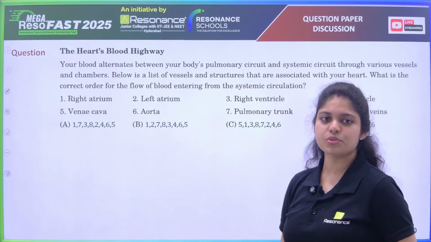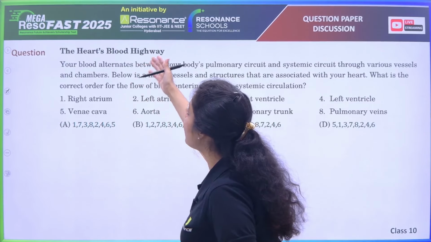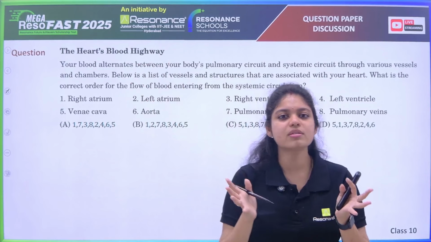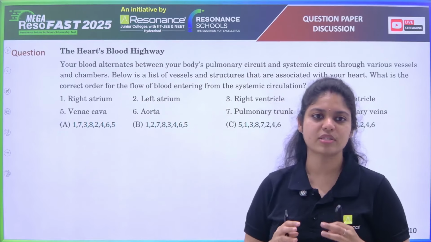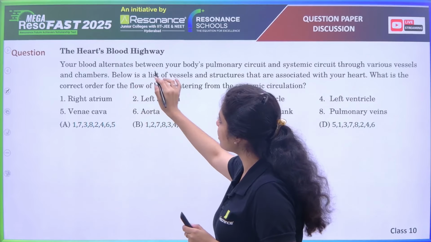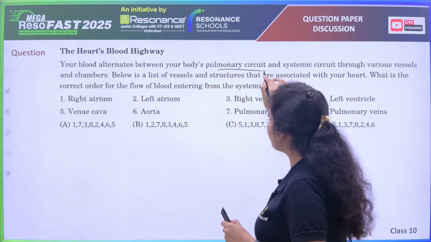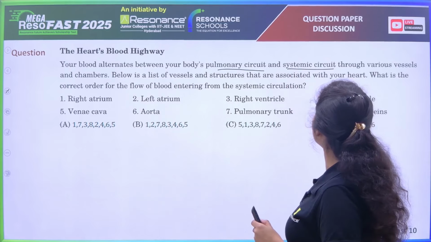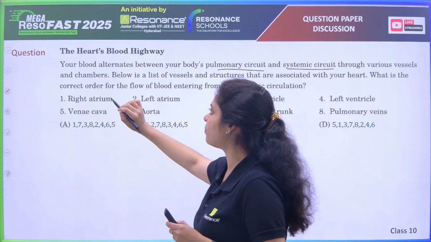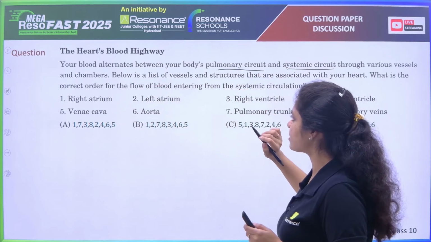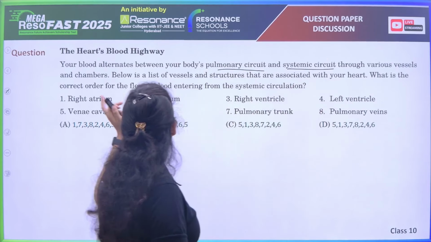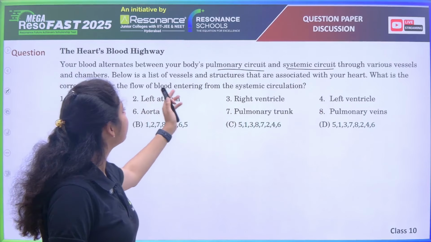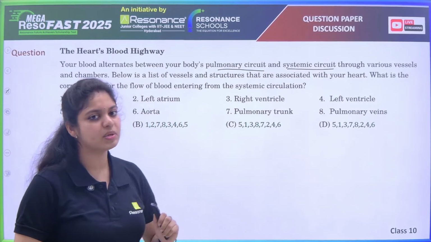Coming to the next question, the heart's blood highway. It is about the circulation. It is a question from blood circulation. So if you see here, your blood alternates between your body's pulmonary circuit and systemic circuit through various vessels and chambers. Below is a list of vessels and structures that are associated with your heart. What is the correct order for the flow of the blood entering into systemic circulation?